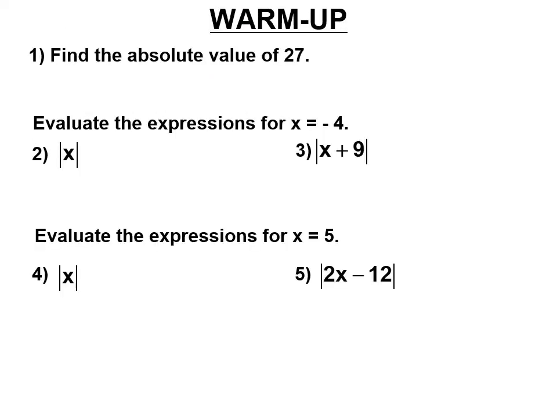All right, so let's remind ourselves what absolute value means. The absolute value of a number is its positive value, right? So the absolute value of 27 is 27, and you don't put the symbols on the answer. If it's positive, it stays positive. If it's negative, it switches to positive. 0 stays 0. So we're evaluating these expressions.